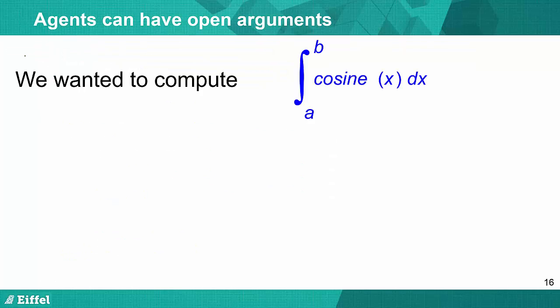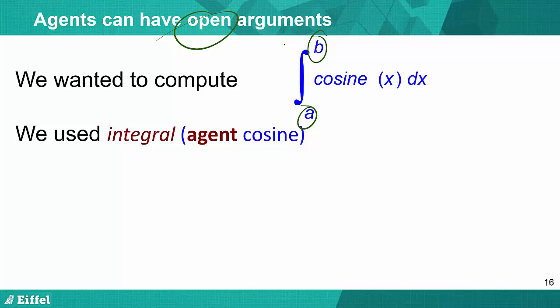There's one other important mechanism that we need to see in connection with agents that gives you extra flexibility. It's the ability to have open arguments. Initially, our example was that we wanted to compute the integral from a to b of a certain function with one argument, for example, cosine or square root. And we use for that integral of agent cosine. I'm ignoring here the integrator object.